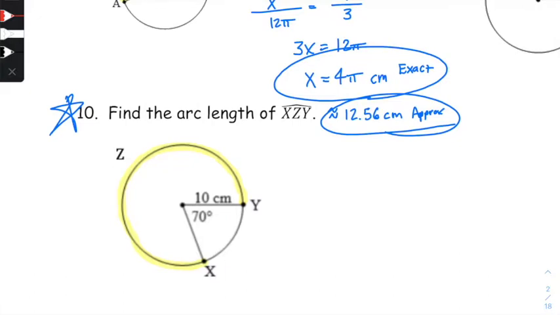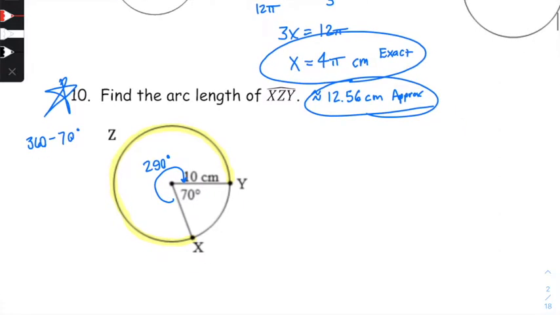So with this one here, we're going to have to do something to find the angle or the number of degrees right here. So to do that, a full rotation or a full circle would be 360. So we'll go 360 minus the 70 degrees. And that'll get us 290 degrees. And that's what we're actually going to use here for the arc length piece, for the formula, I guess. We'll go x over 2 pi times 10.